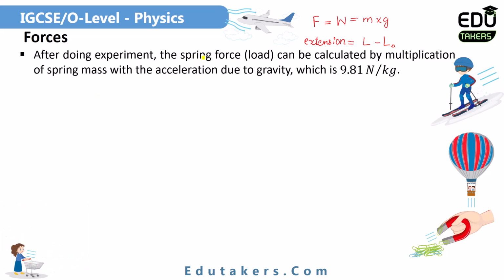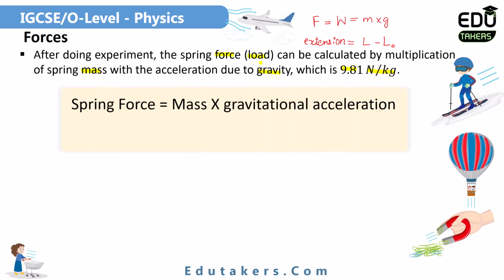After doing the experiment, the spring force or the load can be calculated by multiplication of the mass with the acceleration due to gravity, which is basically 9.81 Newton per kilogram. The acceleration due to gravity or the gravitational field strength, both of these are the same thing, and its value is 9.81 Newton per kilogram. So spring force is basically equal to mass times the gravitational acceleration.